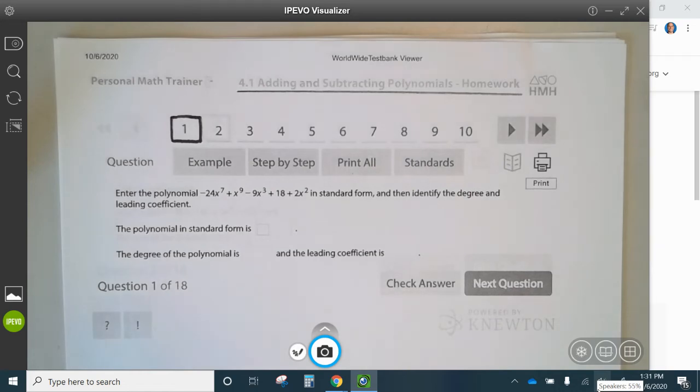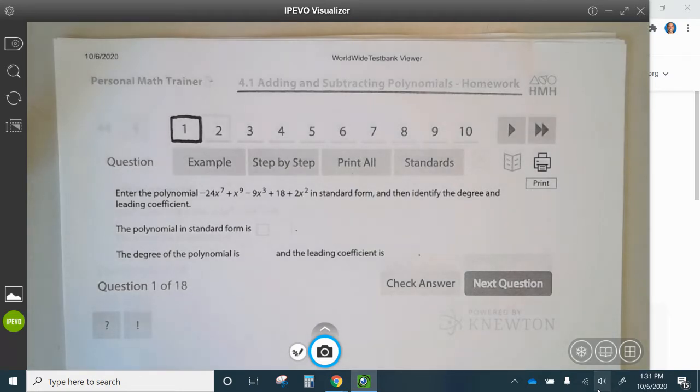Okay, Wildcats, we're in at 4.1 adding and subtracting polynomials tutorial video. Let's start with question number 1. Enter the polynomial negative 24x to the 7th plus x to the 9th minus 9x cubed plus 18 plus 2x squared in standard form. Then identify the degree and the leading coefficient.